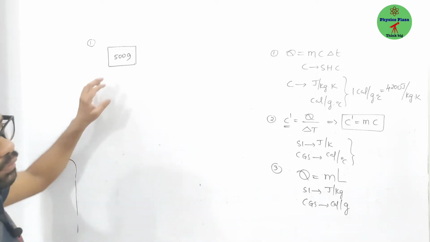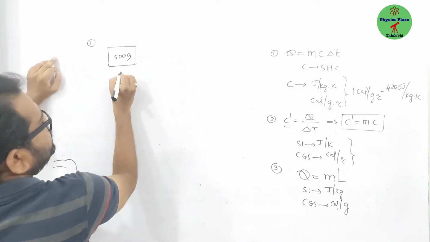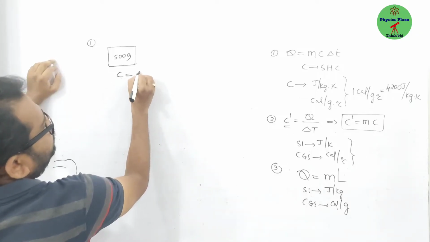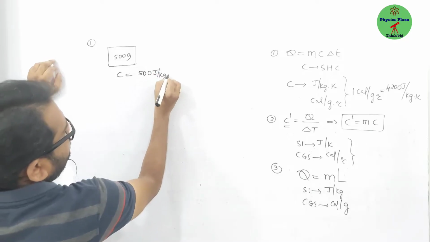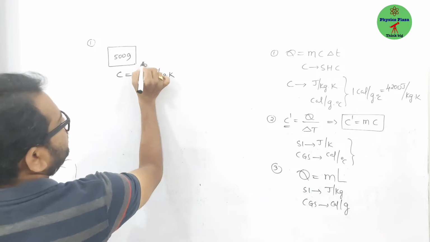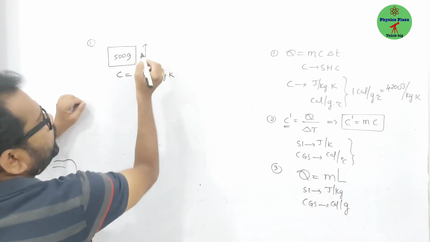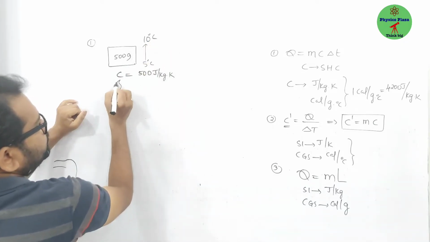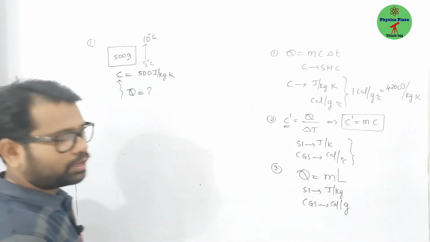Okay, 500 grams, whose specific heat capacity is given. For example, let us take 500 joule per kg Kelvin. Initially it is at 5 degrees Celsius, and to raise its temperature to 10 degrees Celsius, definitely we need to provide some heat. So how much heat should be provided? What is the heat required?